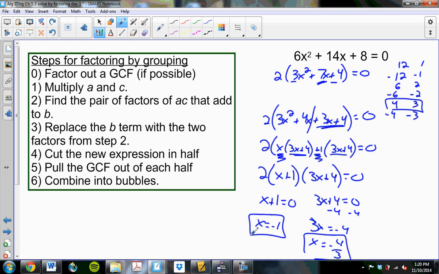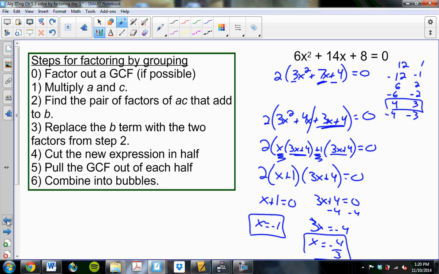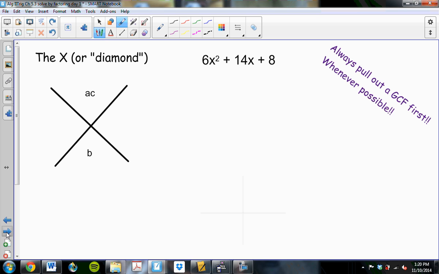That's factoring by grouping. One other way to show factoring, which some people really like and some people aren't too fond of, this is the exact same problem as the one before, 6x squared plus 14x plus 8. But one thing that you can do is what people call the diamond. You sort of just draw this x. I call it the x method, but some people actually put it in a diamond, which is why it's called a diamond, but diamonds don't look that bad.